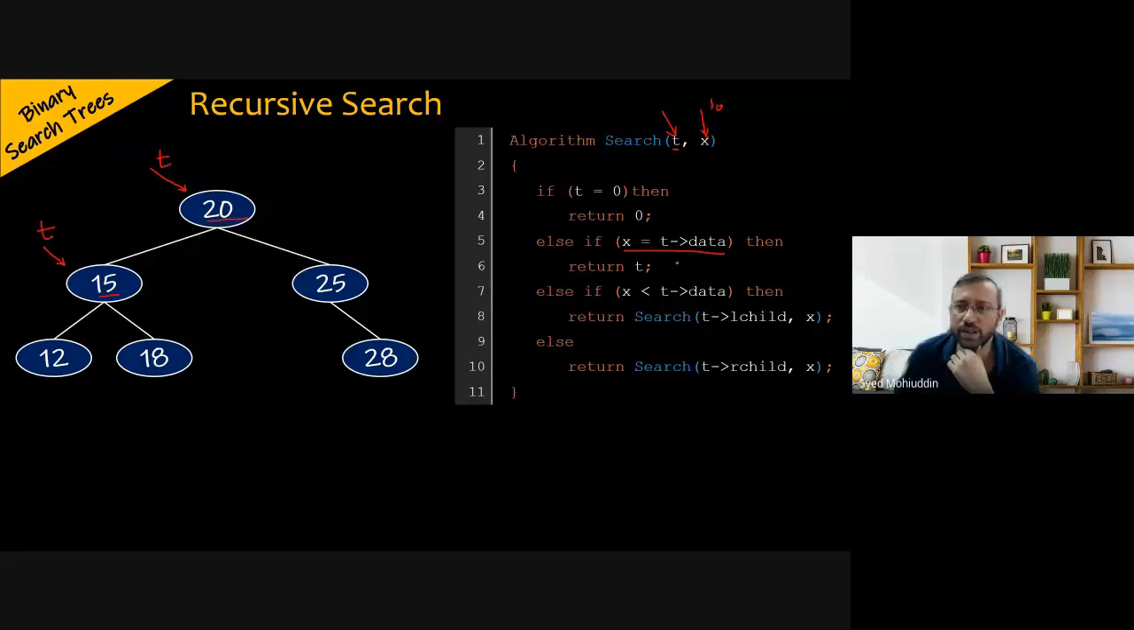So x equal to 15 is false. Then we have the else if statement where we check whether x, that is 10, is less than t's data, which is 15. Yes, 10 is less than 15. So we again recursively call the search algorithm, passing the left child, because the key we are trying to search is less than the one present in the parent. So we pass the address of the left child. Now t will be pointing to this node, that is node 12.